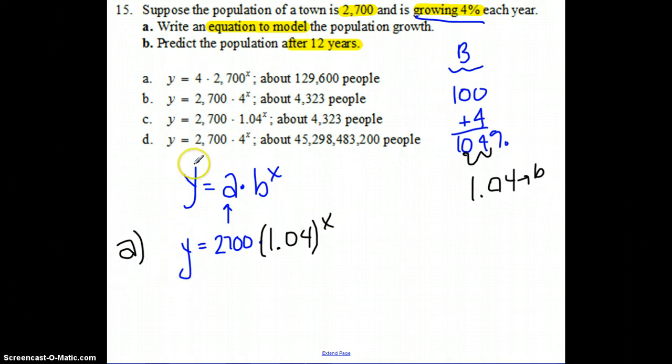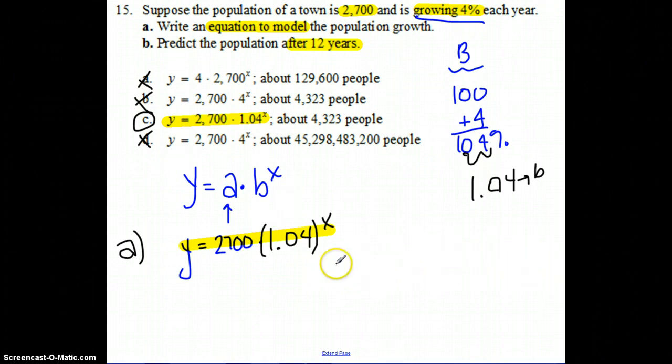So this is actually what they're talking about for A. So if I were to look up here, this isn't right. The 2,700's in the wrong spot, at the very least. The next one, this is just 4, and actually so is D. So I'm knowing all along on 15 that my answer is probably going to be C, because I can see the beginning part. This matches the equation I just made for this. Now we just need to check our values.